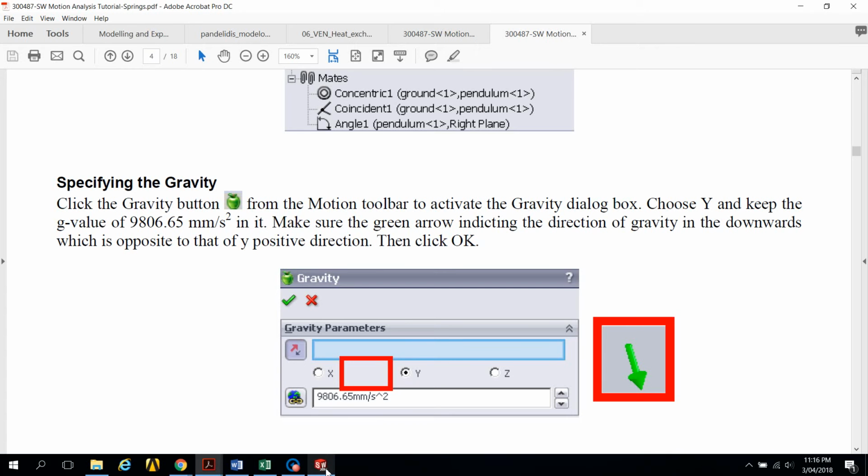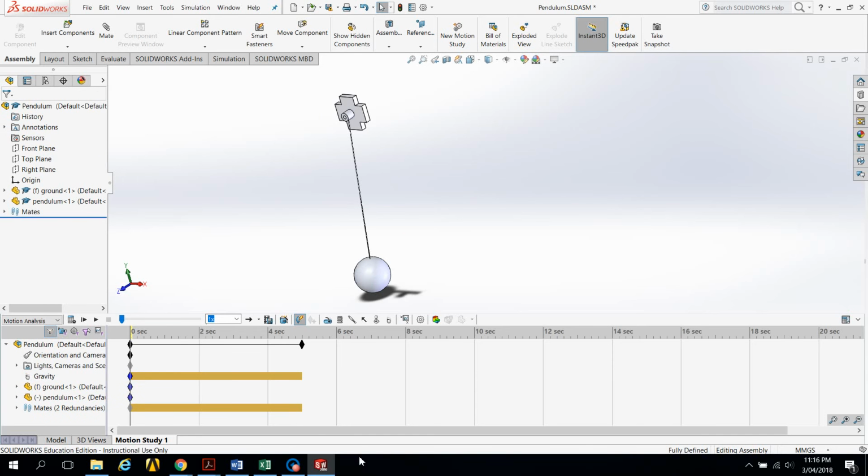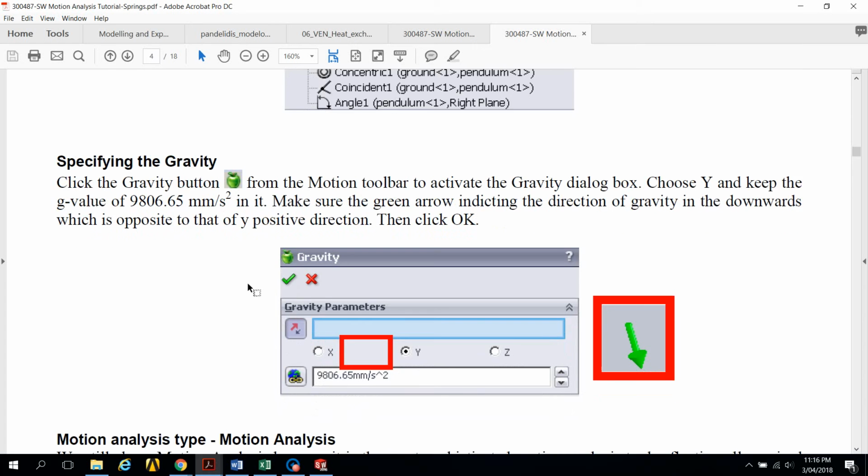Once again, let's see what he chose. Just the Y direction. The direction is going to be downward, 9.8 gravity. So I set the gravity.